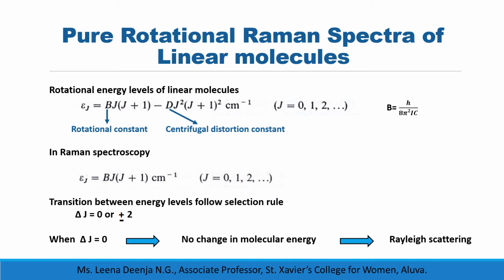In Raman spectroscopy, the effect of the second term is negligibly small. So we can write this epsilon J in Raman spectroscopy as BJ into (J plus 1) centimeter raised to minus 1. And here J is 0, 1, 2, 3, etc. And the transition between energy levels follows the selection rule delta J equal to 0 or plus or minus 2. When delta J equal to 0, there is no change in molecular energy. Therefore, it represents the Rayleigh scattering.